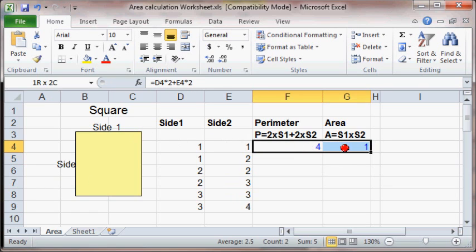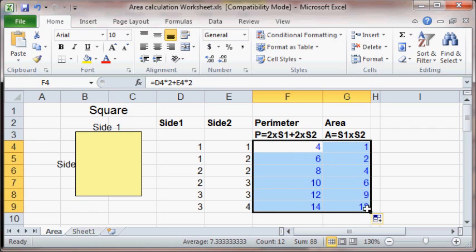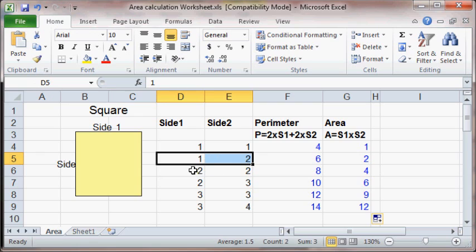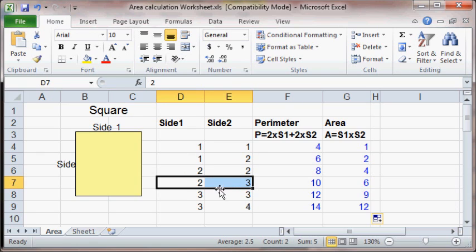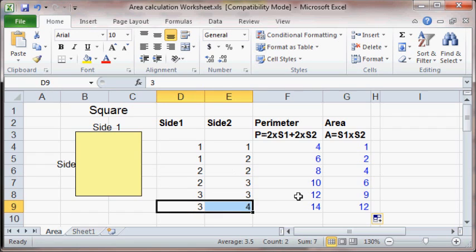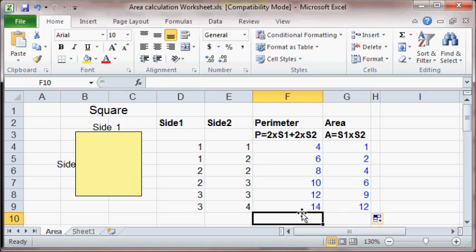Well, now that that's done, I can use series to complete the calculations for all these different sides. So think of this as the next square, a square that's 2 by 2, a square or rectangle 2 by 3, and so on. And these are my answers. Given these dimensions of squares and rectangles, their perimeters and areas are calculated. Let's move on to something a little harder.